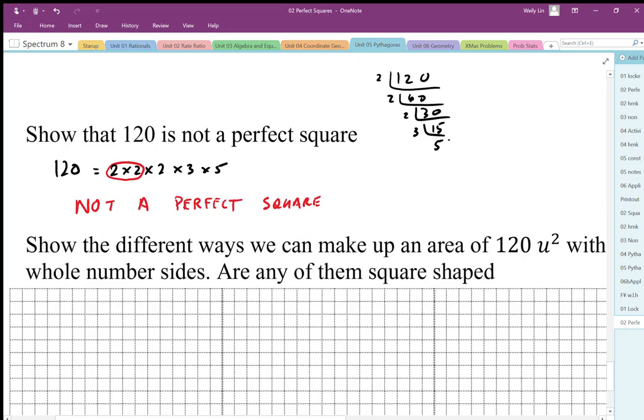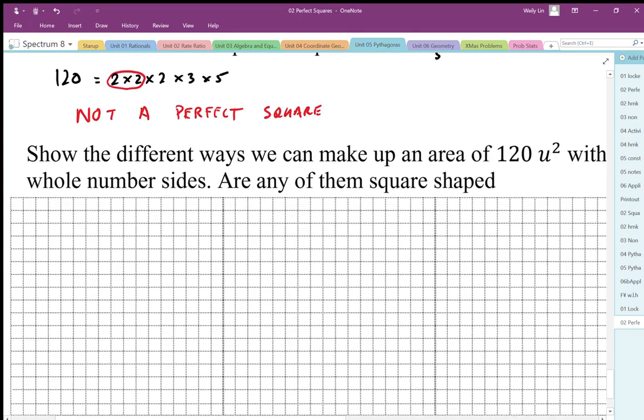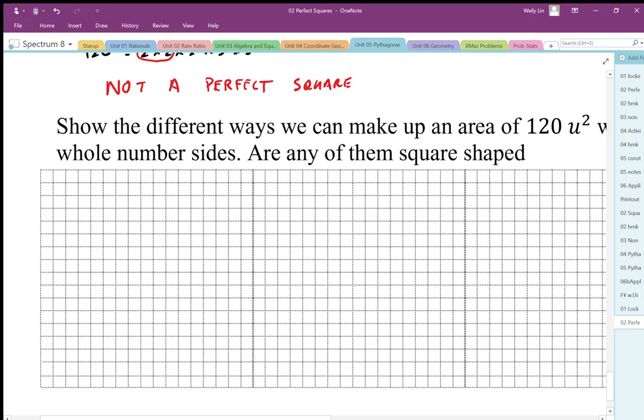And we can show that we can get 120 by all sorts of lengths and widths, but none that are going to be a perfect square. The closest I can probably get is 10 times 12, so 10 by 12. That's going to give us exactly 120 squares, but this is not going to be a perfect square because you can see that the edge lengths are not the same.